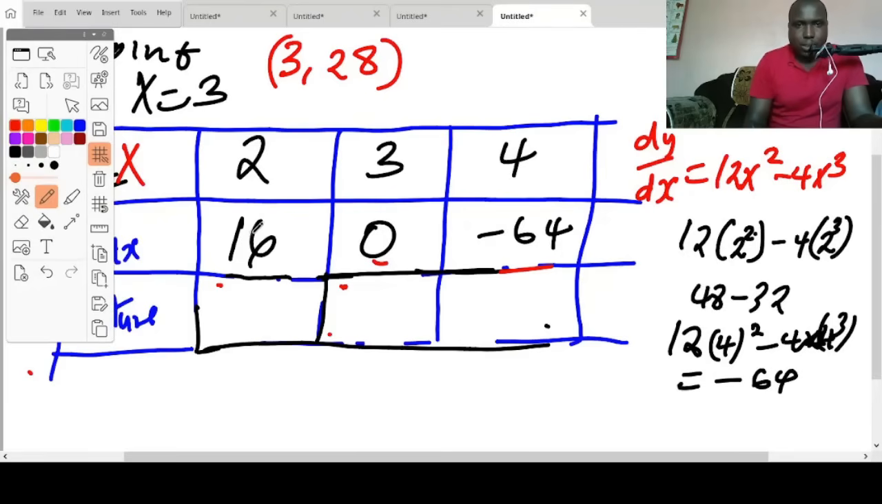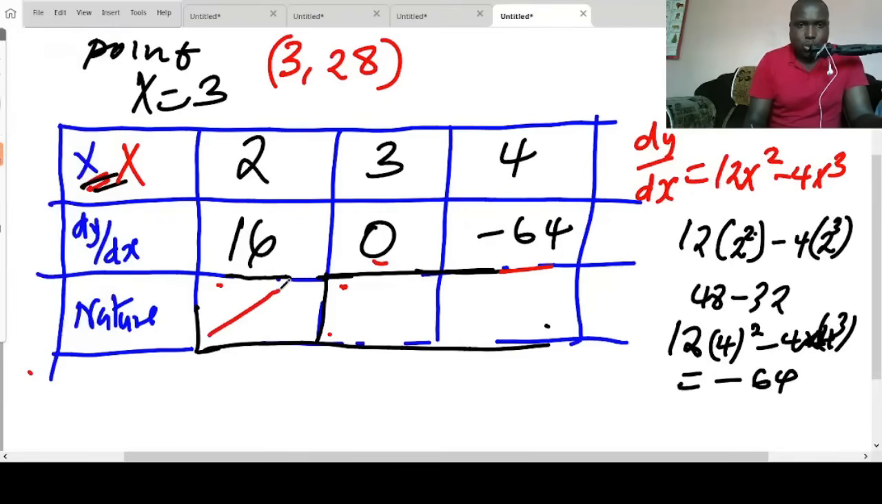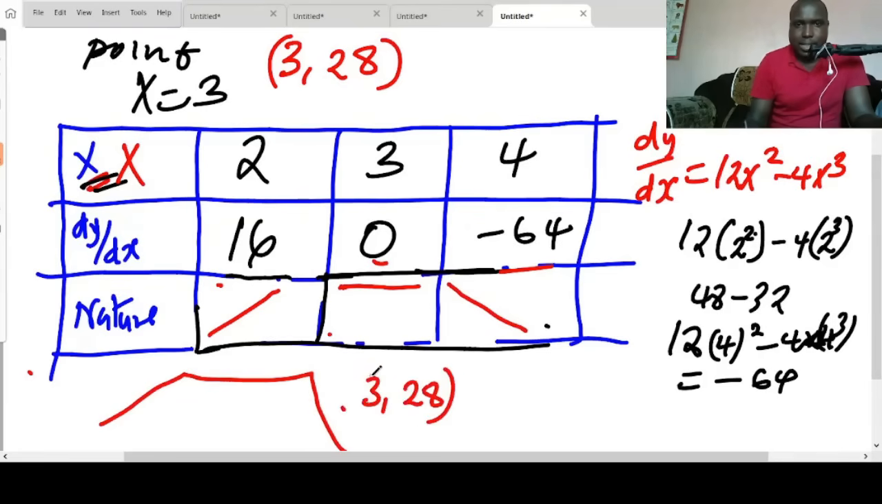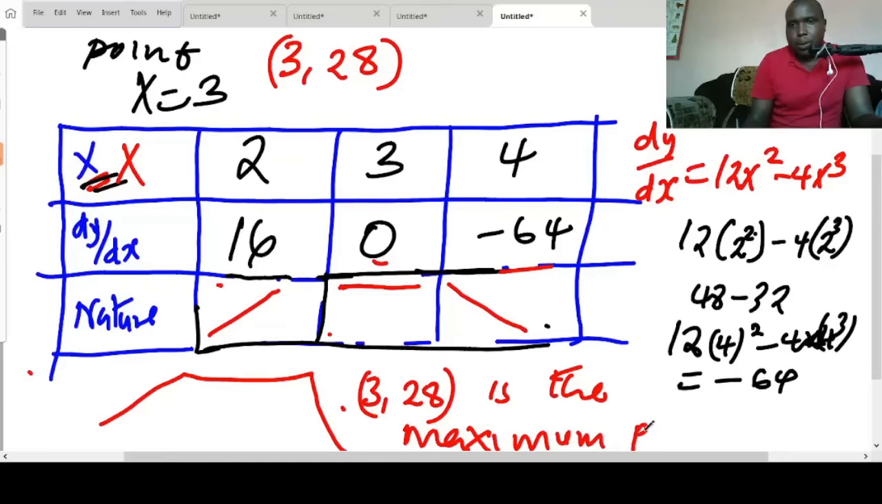So this is positive 16 inaenda juu. This is 0 kwa sababu imepanda, hiyo itakuwa hapa juu. Hii ni inaenda chini, so itatoka hapo ikuje chini. So the nature is going to be this. Then this point, it means that 328 is the maximum point.